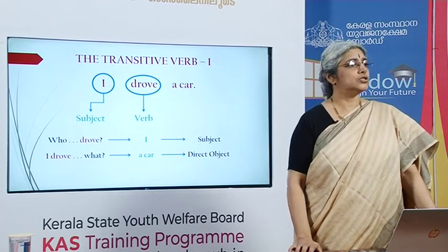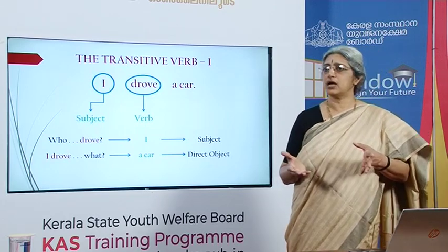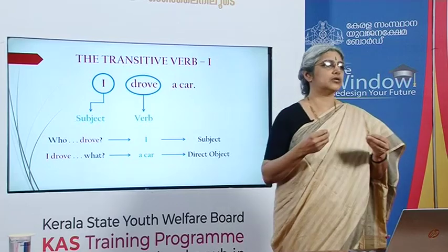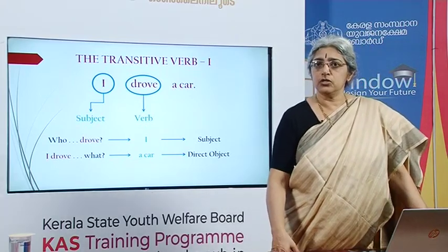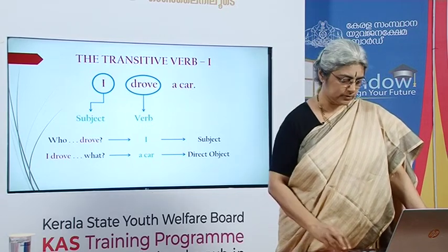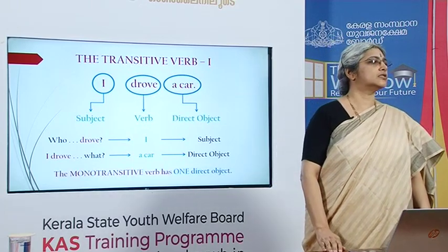Direct object. So, you ask the question what to a verb, right? You get a sensible answer and that is called a direct object. So, the answer to the question what gives you the direct object. So, if there is only one object in a sentence, that transitive verb is called a monotransitive verb.